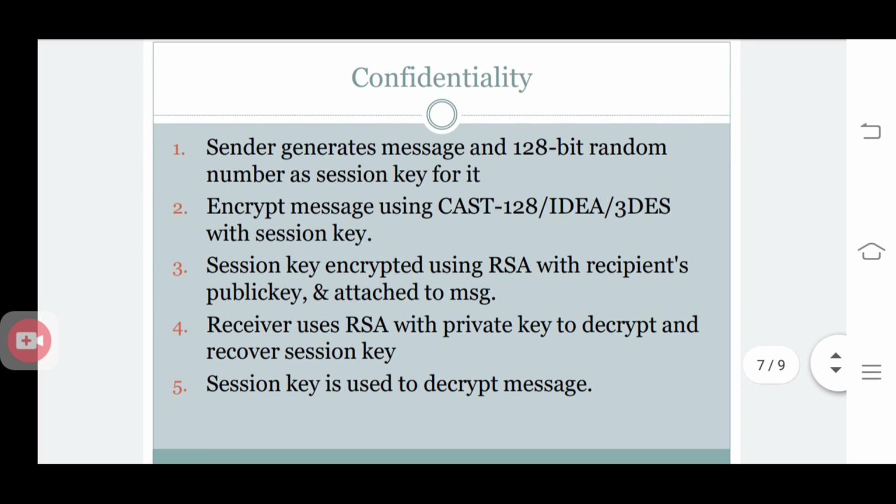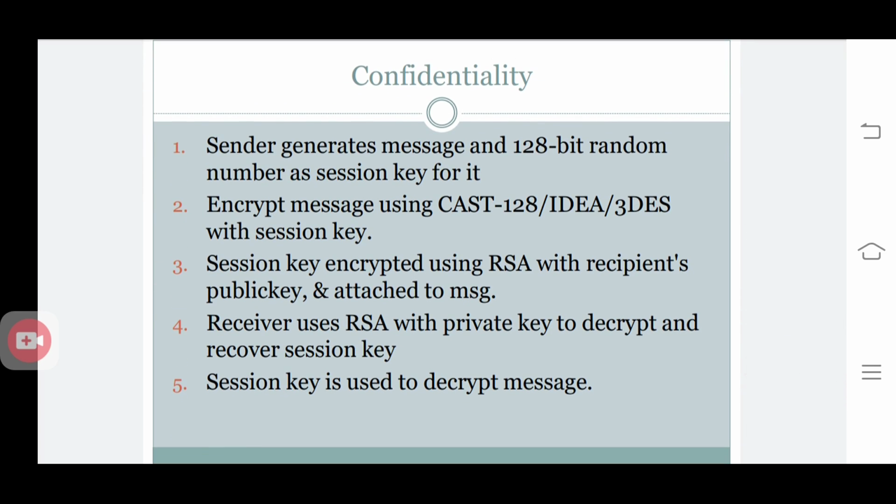Next, PGP provides the confidentiality service. For that, the sender generates a message, same as in authentication. Then the sender chooses a 128-bit random number that will act as a session key.